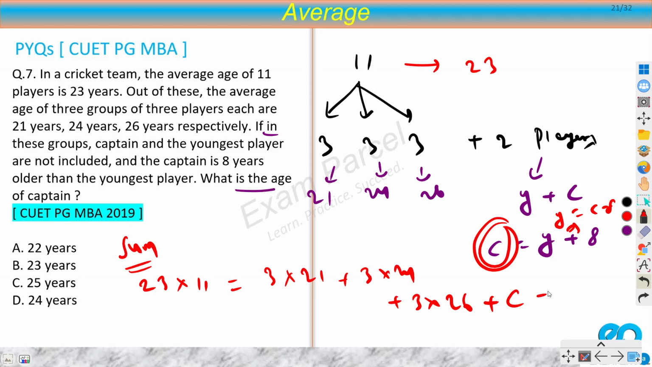So I will take one captain and Y I will write as 6C minus 8. Okay. Now if you solve this, then you will get your answer. There is nothing more here. So 23 into 11, that would be 253.